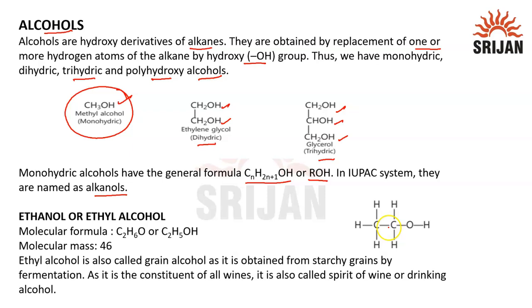It has the formula C2H5OH. Here we have replaced a hydrogen of ethane with OH, so it has become ethyl alcohol. The molecular mass is 46, since 2 into 12 for carbon, 5 into 1 for hydrogen, plus 16 for oxygen and 1 again for hydrogen, so it becomes 46. Ethyl alcohol is also called grain alcohol as it is obtained from starchy grains by fermentation, and as it is a constituent of all the wines. It is also called spirit of wine or drinking alcohol.